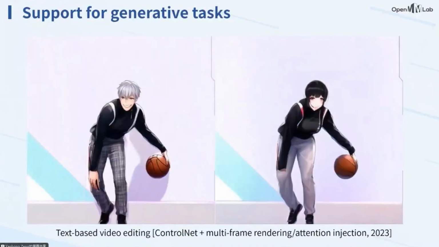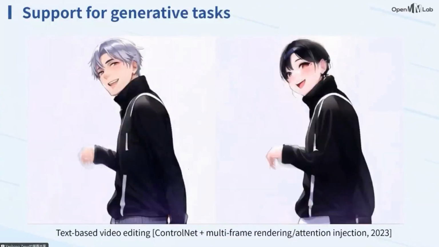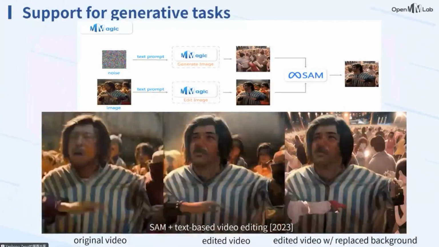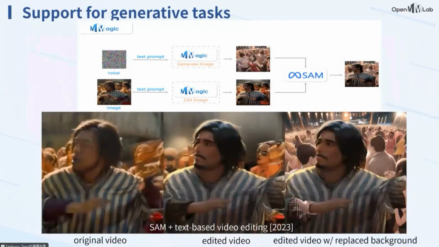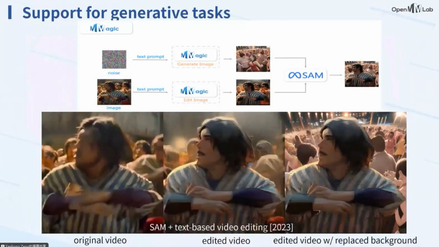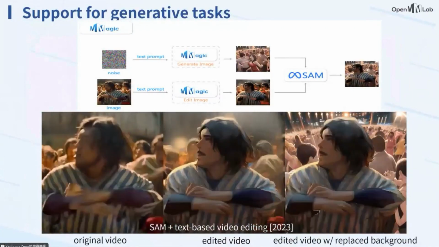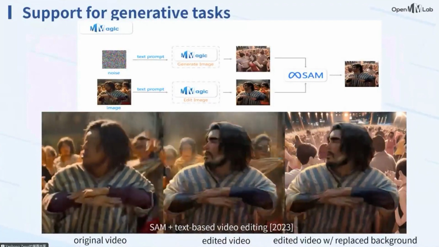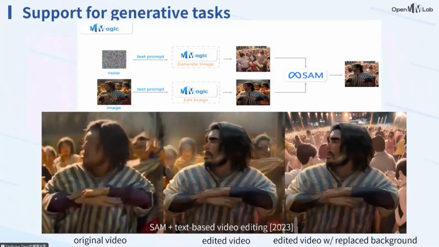Recently, we also have supported AnimateDiff, which is a recent popular text-to-video model, in our library. And in this case, we show that with MMagic, we can also translate the original photorealistic video into a cartoon style. And then with the powerful Segment Anything model, we can specify any parts we want to edit and then edit them. For example, we can replace the background with another background.